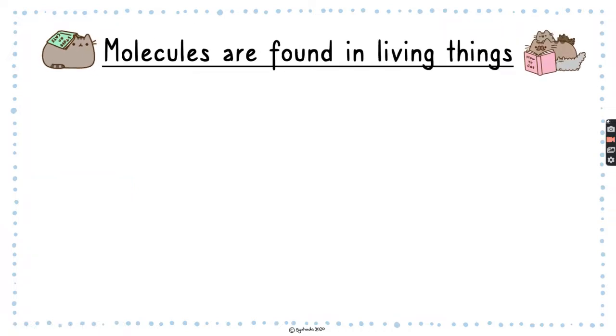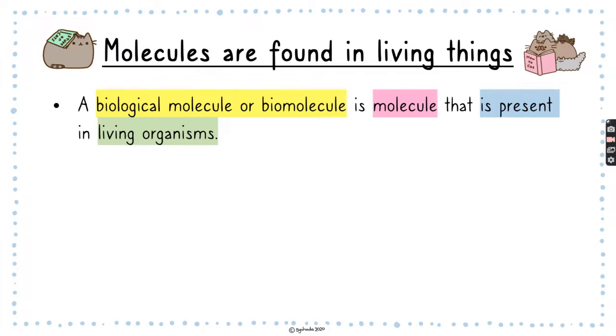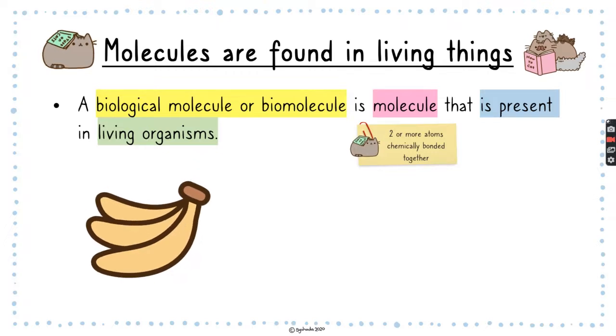Okay, so molecules. Remember, molecules can either be elements or compounds, and they are found in all living things. A biological molecule or biomolecule is a molecule that is present in living organisms. Remember that molecule means two or more atoms chemically bonded together.